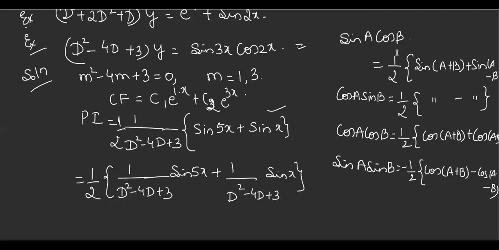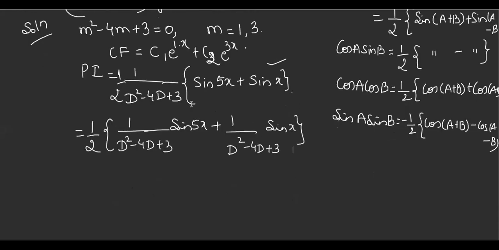So let us apply the formula sin A into cos B. We are going to get it as 1 by 2 [sin 5x plus sin x], and write it as two different terms. Now, what does the procedure say? This belongs to case 2 both. So we have to replace what?